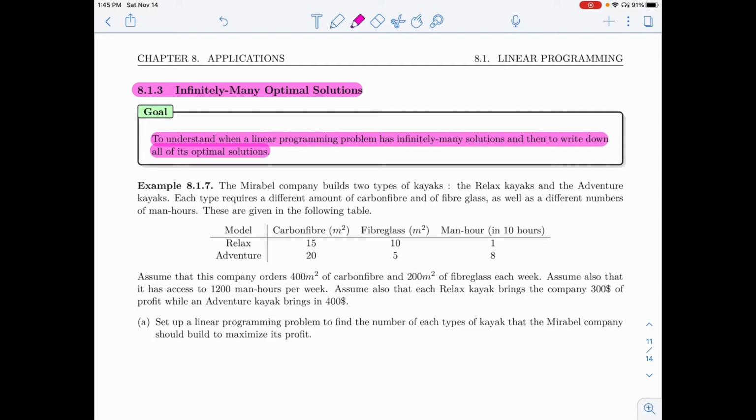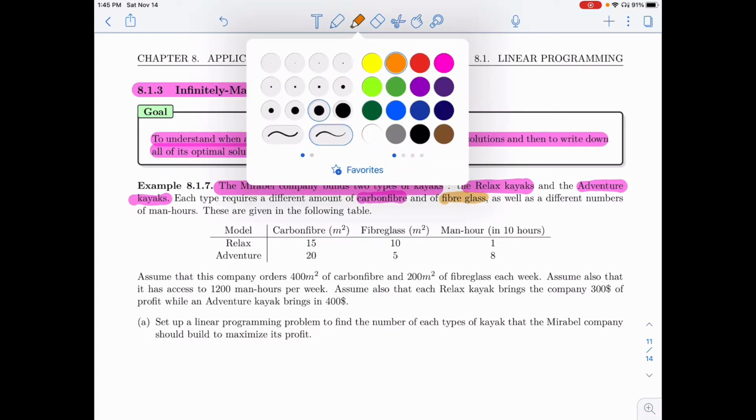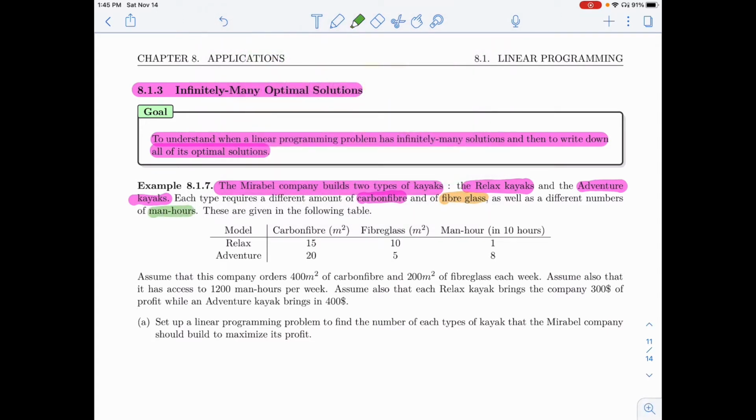We have a company, the Mirabelle Company, which builds two types of kayaks: the relaxed kayaks and the adventure kayaks. Each type requires a different amount of carbon fiber, fiberglass, and a different number of man-hours. These are given in the following table.